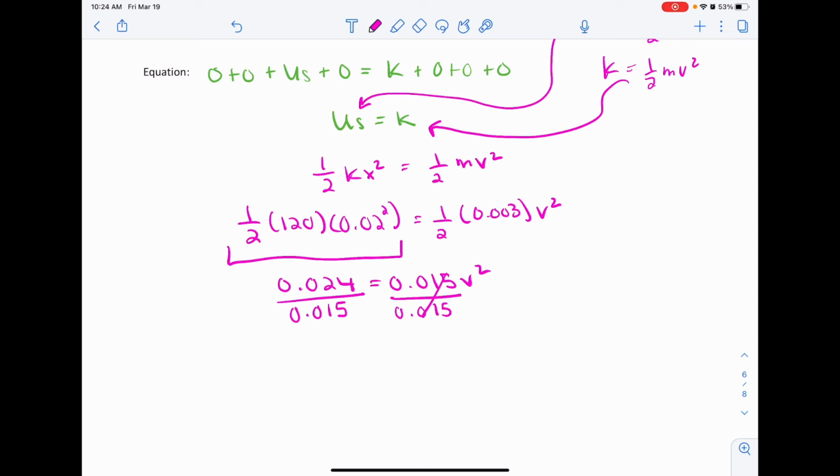And now I'm going to get 1.6 equals v squared. I'm going to take the square root of both sides to get rid of that squared. Square root of 1.6 gives me a velocity of 1.3 meters per second. And that's going to be my final answer.